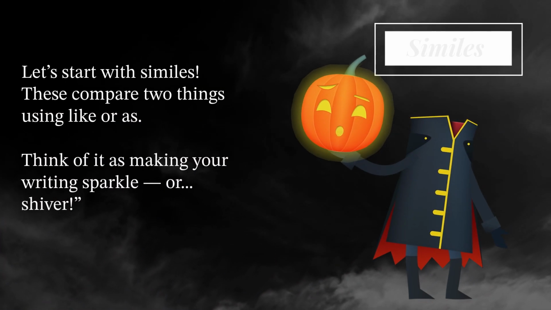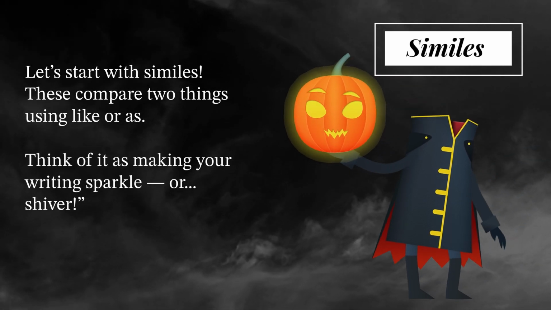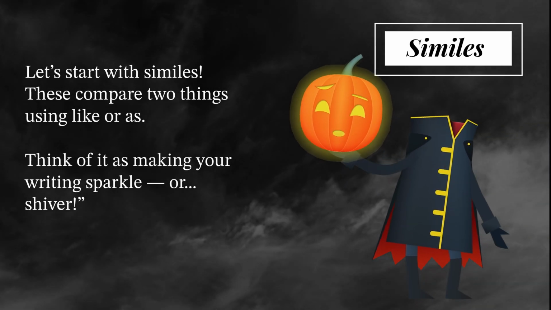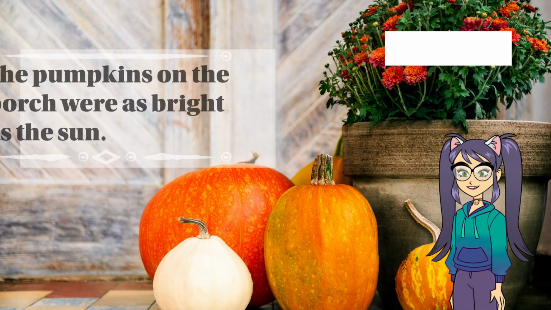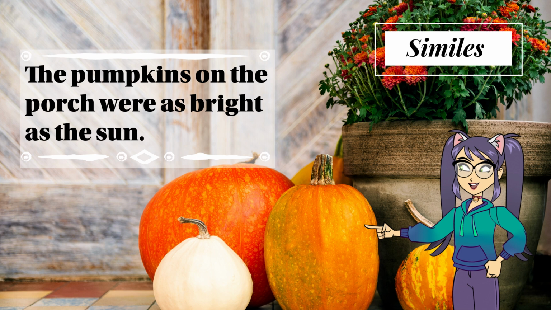All right, let's start with similes. These compare two things using like or as. Think of it as making your writing sparkle or shiver. Let's take a look at some similes using pumpkins. Here's one. The pumpkins on the porch were as bright as the sun.